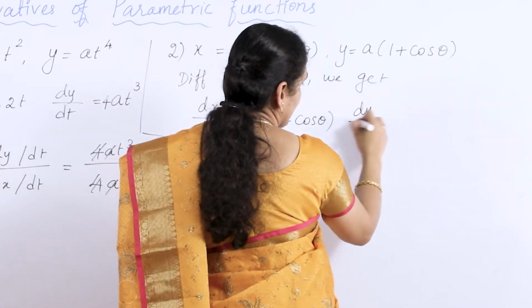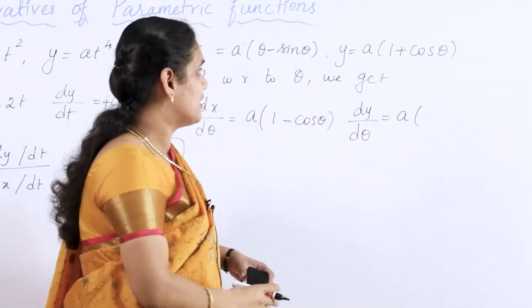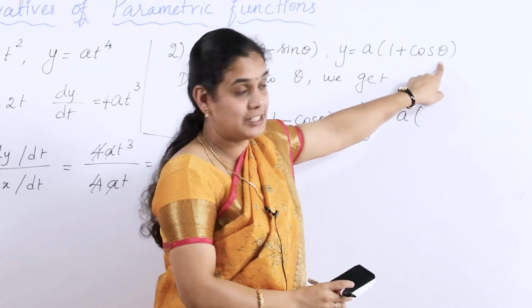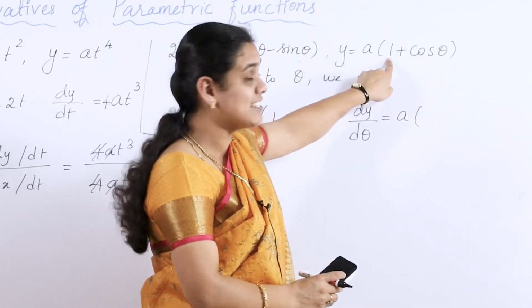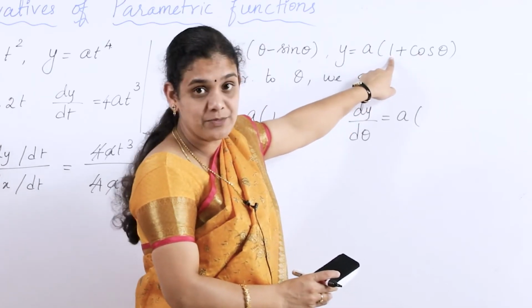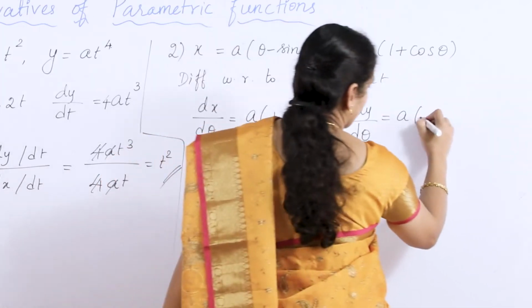Then dy by d theta will be equal to a times 1 plus cos theta. We have to differentiate with respect to theta. Then 1 differentiation is 0, it's a constant, it is an addition, right? Therefore, this constant will become 0, and differentiation of cos theta is minus sine theta.